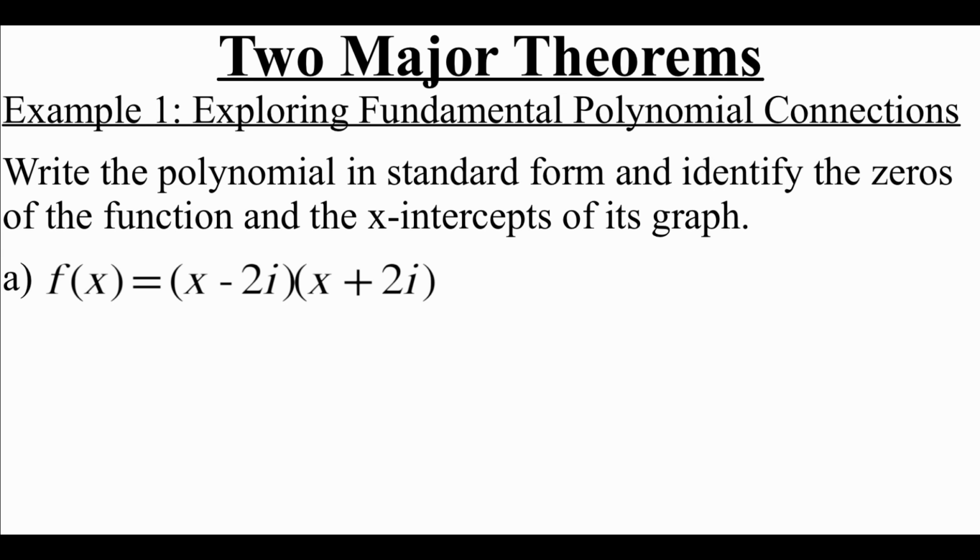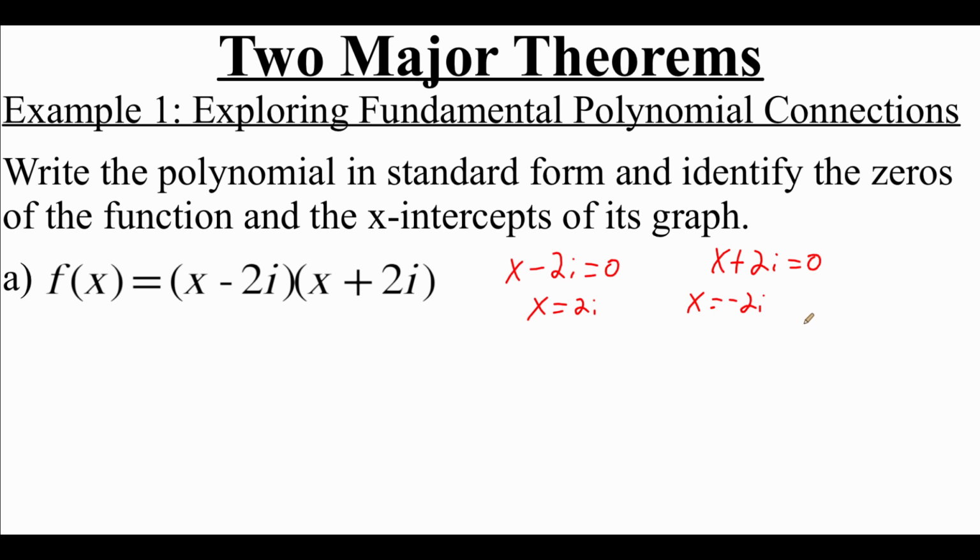Since I've got my function written out in factored form, to find the zeros, I want to take all of those factors and set them equal to 0 so that I can solve. So I'm going to take the x minus 2i and set it equal to 0, and I'm also going to take the x plus 2i and set that equal to 0. In this first one, I'm going to have to add the 2i over to the other side, so I'm going to get a 0 at x equals 2i. And on my other one, I'll have to subtract the 2i over to the right-hand side, so I'll get a 0 at negative 2i as well.